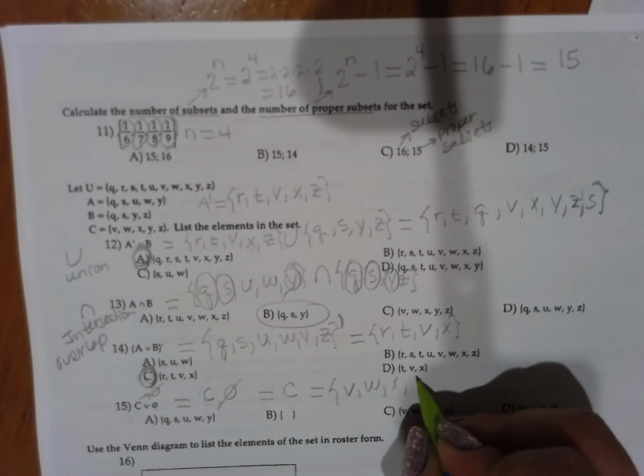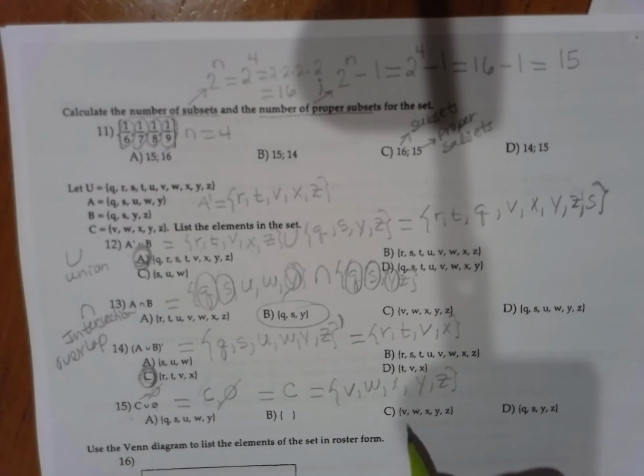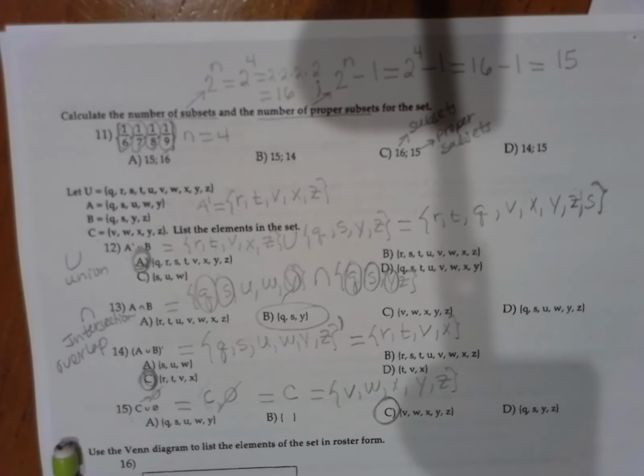V, W, X, Y, Z. And that will be letter C. So the empty set is left implied. It will not be part of your answer. And that's it for these 5 questions.